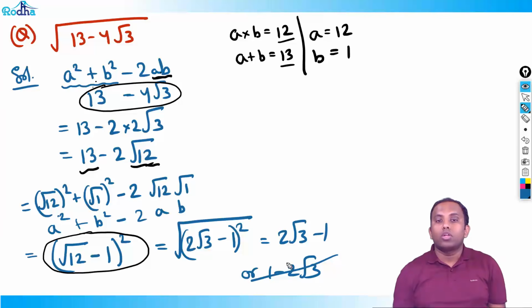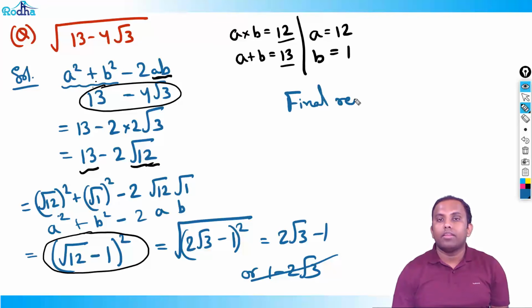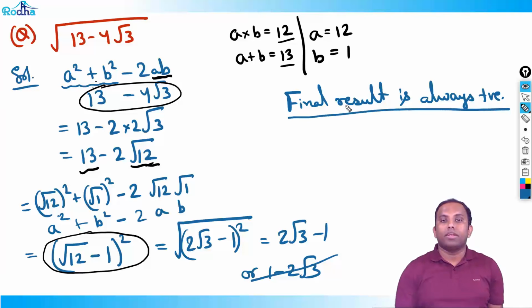Why? Because 2 root 3 is bigger than 1. So a square root can never give a negative result. The final result is always positive, right? So 2 root 3 minus 1 is the answer. I hope it is correct, right? Now, I hope it is clear to you all, yeah?